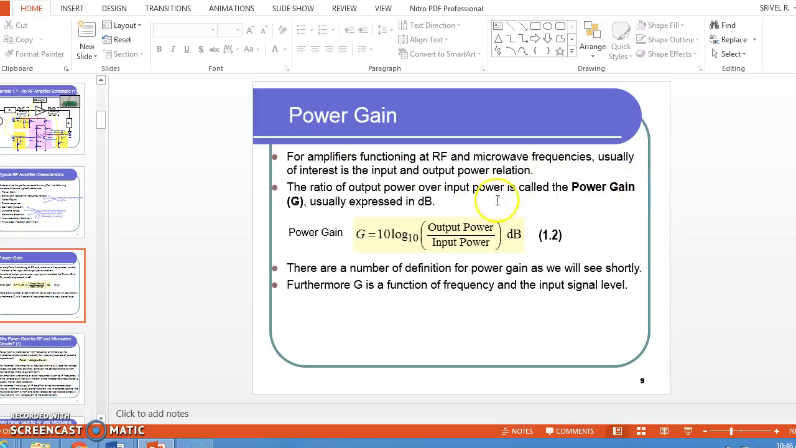So what is the power gain? Power gain is the ratio of output power over input power. It is usually expressed in dB. So power gain G is equal to 10 log to the base 10 of output power divided by input power, in dB. There are a number of definitions for power, as we will see shortly. Further, G is a function of frequency and the input signal level.